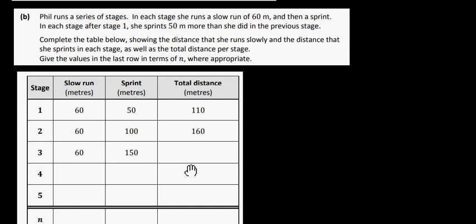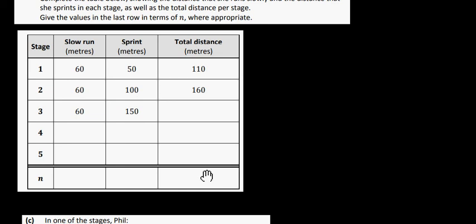Complete the table below showing the distance that she runs slowly and the distance that she sprints in each stage, as well as the total distance per stage. Give the values in the last row in terms of n where appropriate. Okay, so let's just fill out this table. Well, she's going to run 60 meters slowly in all stages, so that's going to be 60 here. Now here she's going to sprint 50 meters more at each stage. So here she's done 50, she's done 100, 150, so the next one is going to be 200, 250 here, and we'll just fill these two bits out in a minute.